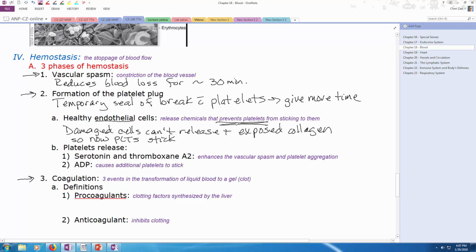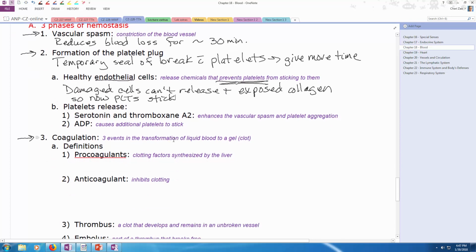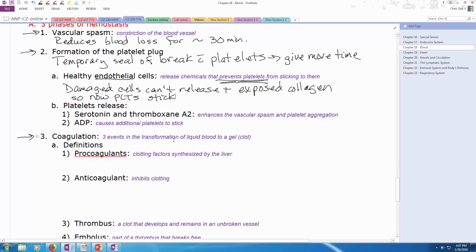And interestingly, now that they're stuck there, they're activated and they release three major chemicals. They release serotonin, they release thromboxane A2, and they release ADP. We've heard of serotonin before, correct? In which system? The nervous system. Because serotonin is a neurotransmitter, is it not? Yeah, it's really interesting. So they're releasing serotonin, thromboxane A2, and ADP to the surrounding environment outside of them.